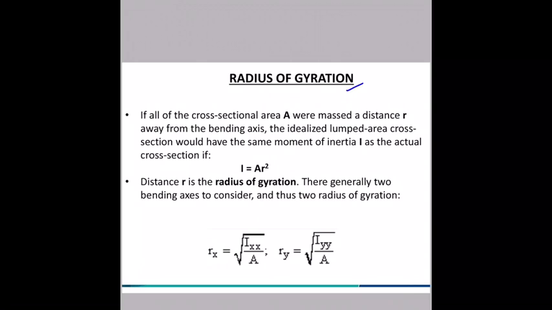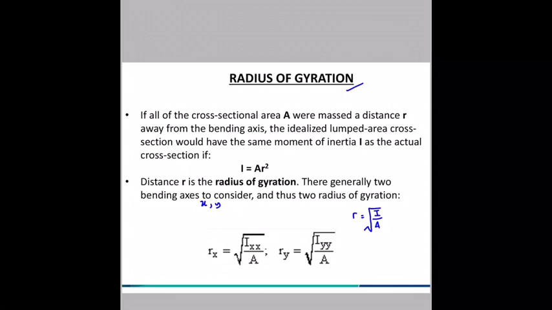Radius of gyration. If all of the cross-section area A were massed at a distance r away from the bending axis, the idealized lumped area cross-section will have the same amount of moment of inertia I as the actual cross-section if I is equal to Ar square. Distance r is the radius of gyration. There are generally two bending axes to consider, which is x and y axis, and thus two radii of gyration. The general equation for radius of gyration is r is equal to square root of I over A.